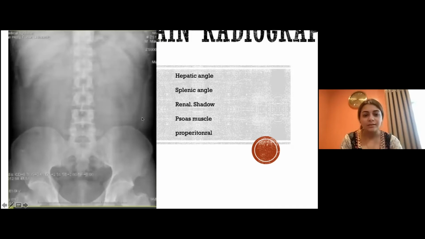Sorry, it's a little cut off, but this is a plain radiofilm of the abdomen. You'll see the hepatic angle, the splenic angle, the renal shadow, the psoas muscles, and properitoneal space. This is just to show the plain film.